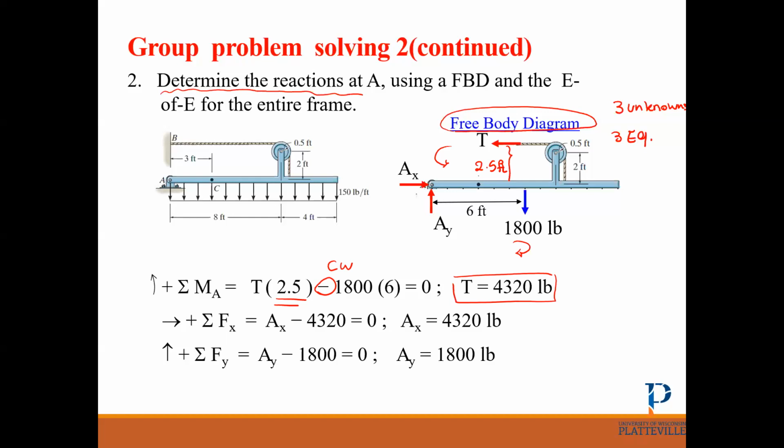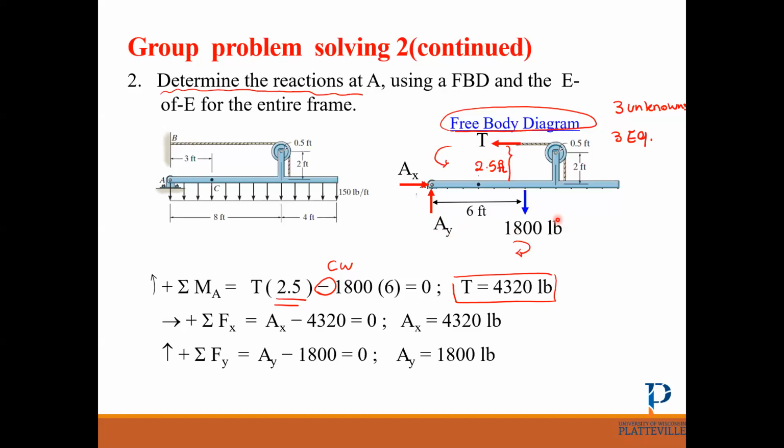The same way we can find AX and AY from sum of FX and sum of FY equals 0. So in the X direction, it's only AX and this T that we already know. So I can find AX. For AY, this is AY, and this is 1800. So AY is equal to 1800. All right, so I'm done with the first step and second step, determine the reactions and find a good cut.